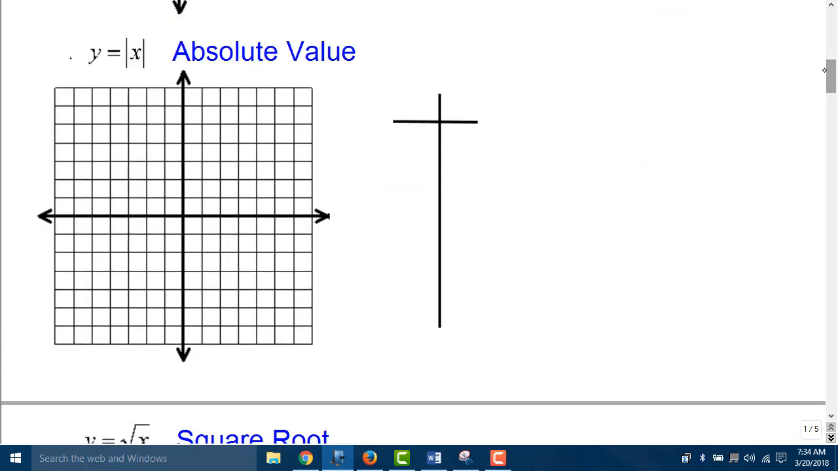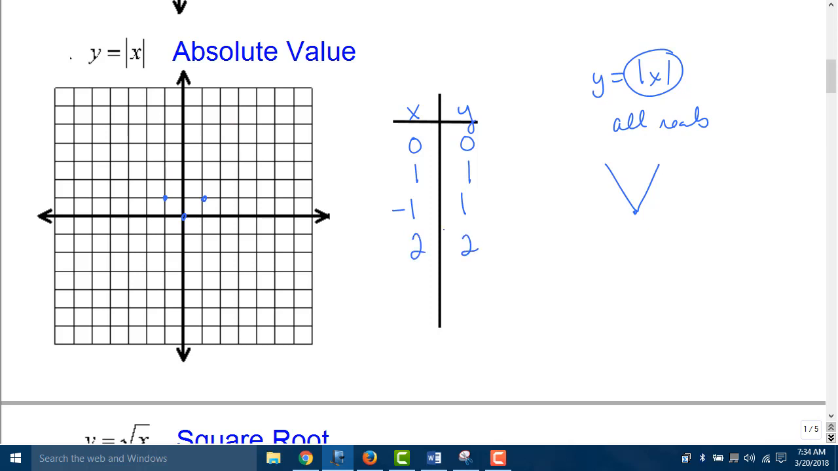Let's look at one more graph that we've already studied, absolute value. Again, we should know that the domain is all reals. We know it has that V shape. We've talked about the vertex in the past. But again, we're going to go back to the basics of establishing a table of values. Okay, the absolute value of 0 is 0. The absolute value of 1 is 1. The absolute value of negative 1 is positive 1, and that's where we get that V shape. The absolute value of 2 is 2, and so forth.